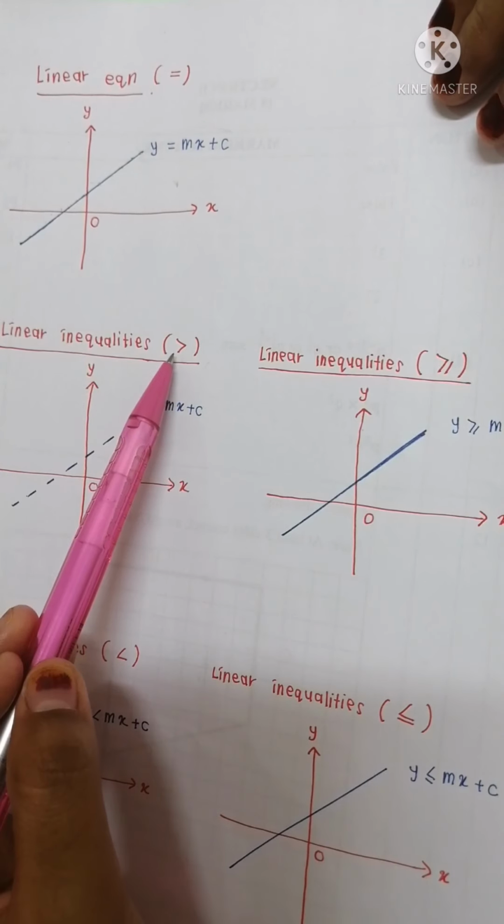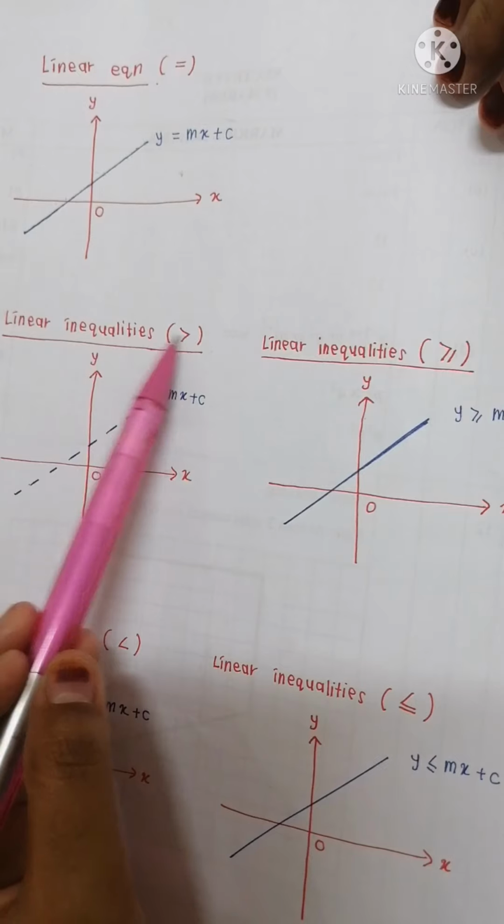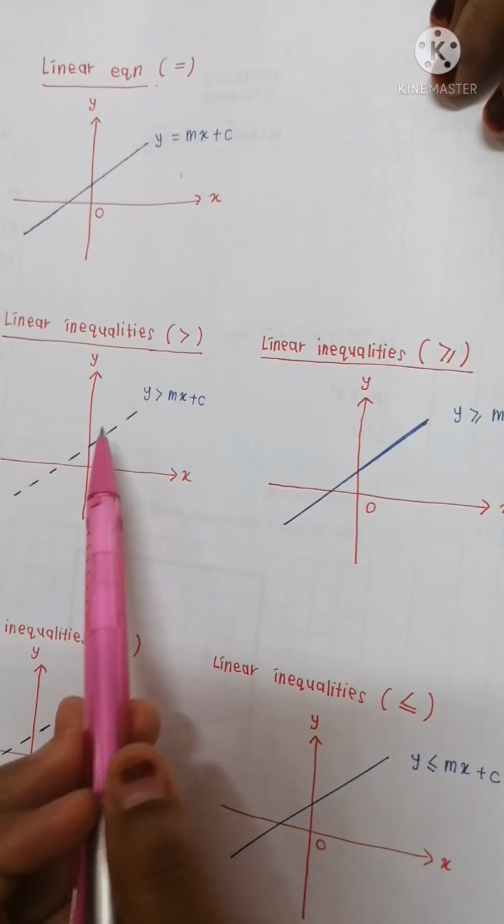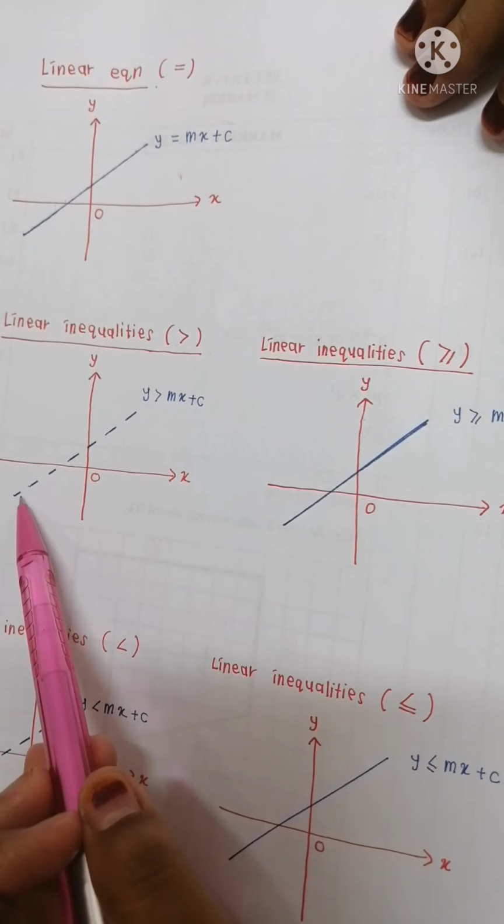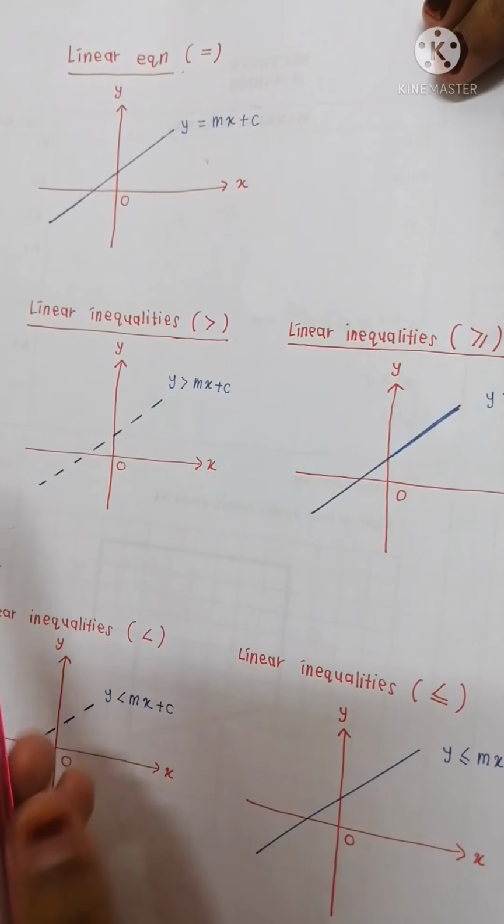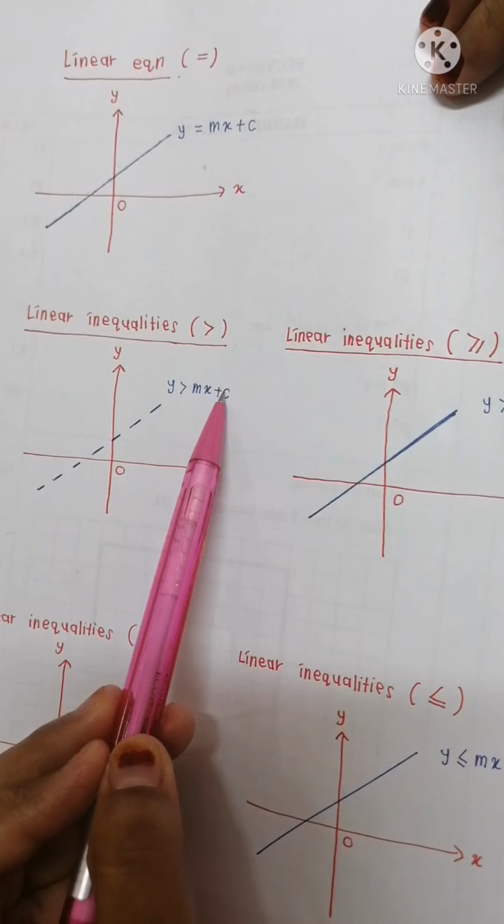Now let's look at linear inequalities. The first symbol is greater than. For linear inequalities with greater than, this is still a straight line, but why is it dotted? I will explain later. But before that, y greater than mx plus c.